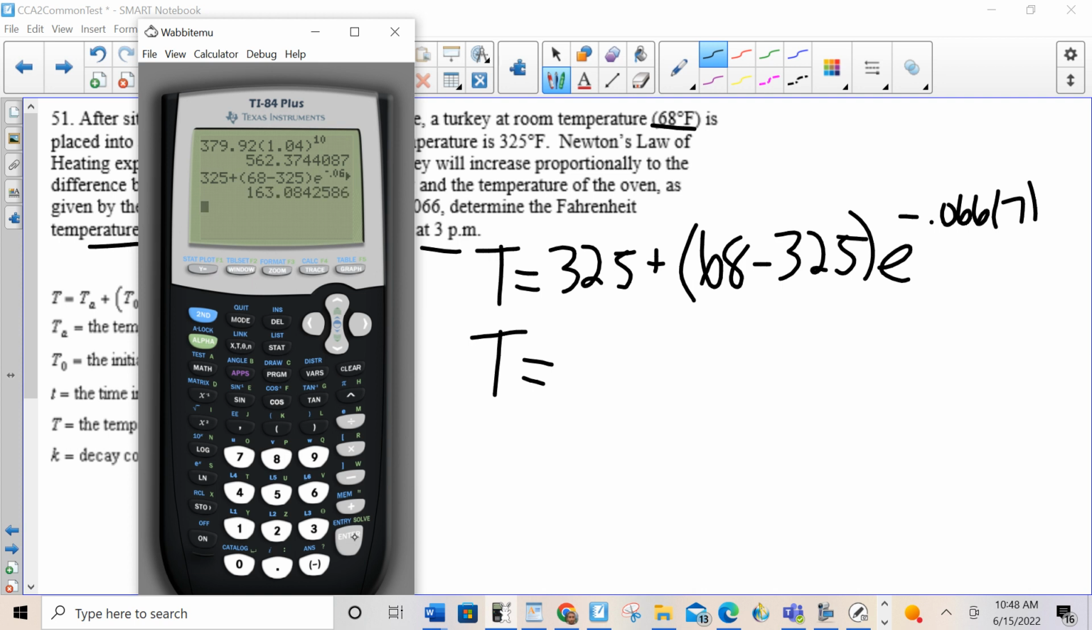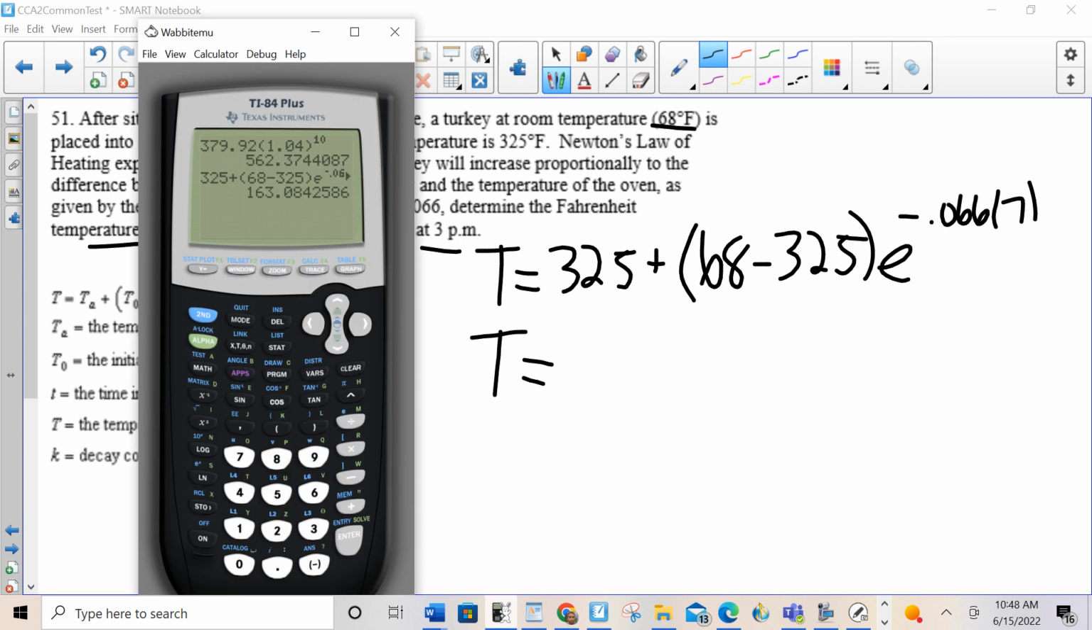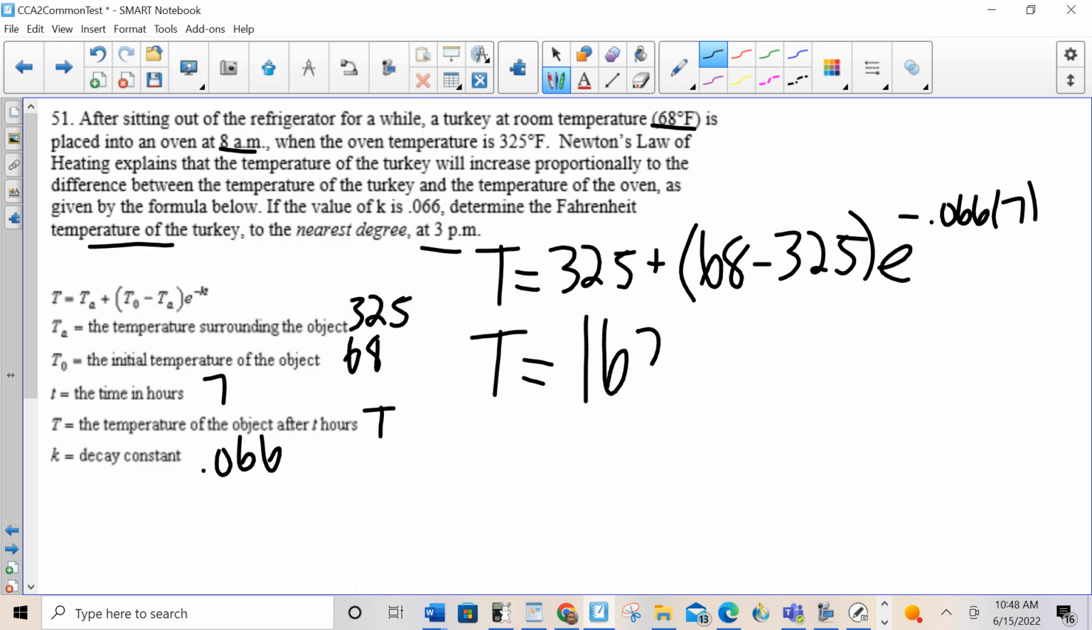Does that make sense? Is the turkey temperature of 163 sound about right? Yes. If it said like 500 degrees or like negative 7 degrees, that would probably be a problem. It said to round to the nearest degree, that would be 163 degrees. Again, I call these complex formulas. It's kind of like the mortgage problems where they're giving you this giant formula, but there's no twist to this one. You just have to read carefully about what value is which variable, substitute it in, and pop it into the calculator from there.